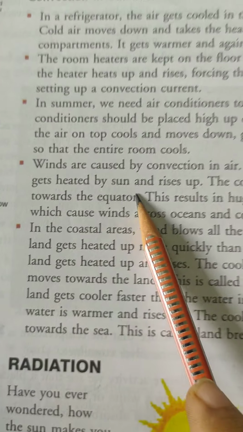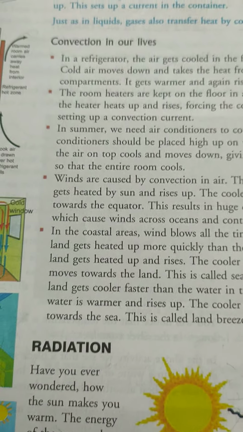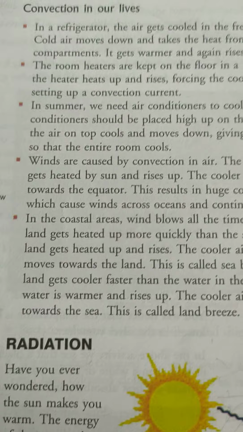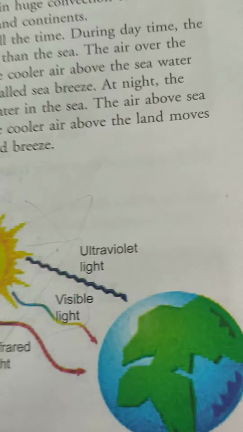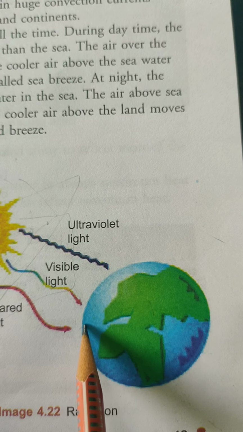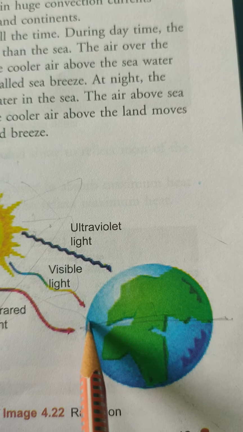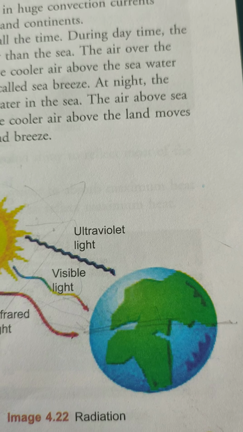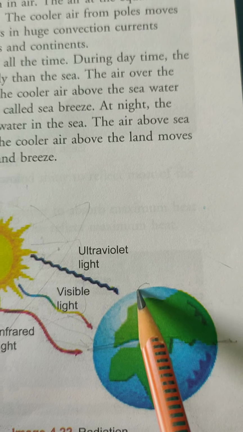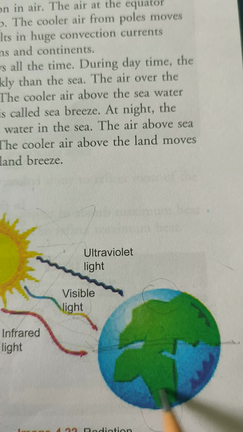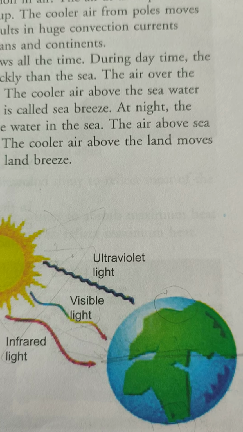Now winds are caused by convection in air. The wind which blows is also due to the convection current. Because we have studied since very early that there is an equator in the middle of the earth, right? Equator, the point which gets the largest amount of heat from the sun. And these are the poles, which get the least heat. These regions are very cold and these regions are very hot.